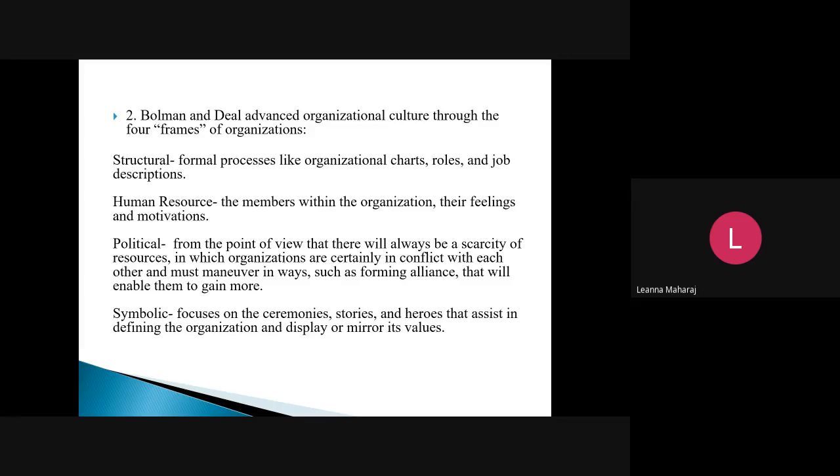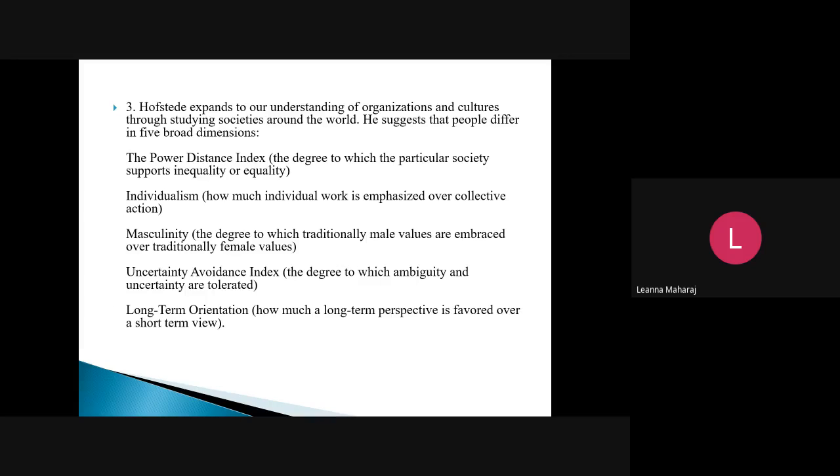The third way we examine organizational cultures, Hofstede, he presented organization cultures through the study of societies from around the world. He said that people differ in 5 dimensions. The power distance index, which relates to the degree to which the particular society supports inequality or equality.